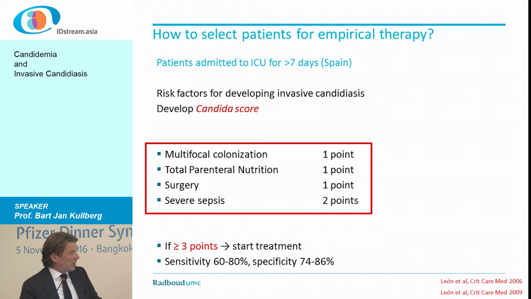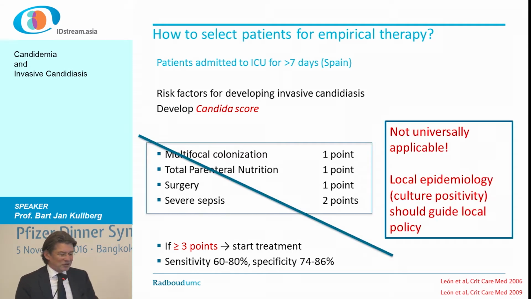And we discussed the other risk factors that were applicable in Spain in this population with a reported high sensitivity and specificity, but not at other sites. So the main message is that this is very interesting, but it's not universally applicable, and it should really be your local epidemiology which guides your local guidelines. So you should know how many positive cultures you have had in the past few years, whether candidiasis is a big issue or not, and if the numbers are high, the culture-proven incidence is high, you may adapt your local guideline to tend to use empirical therapy.